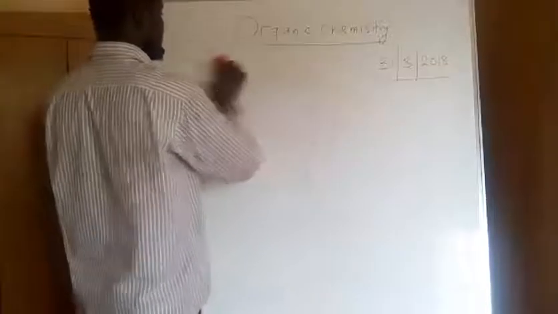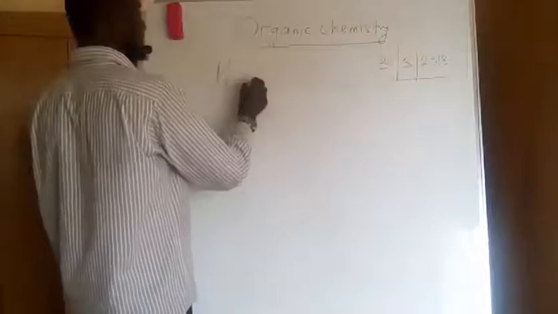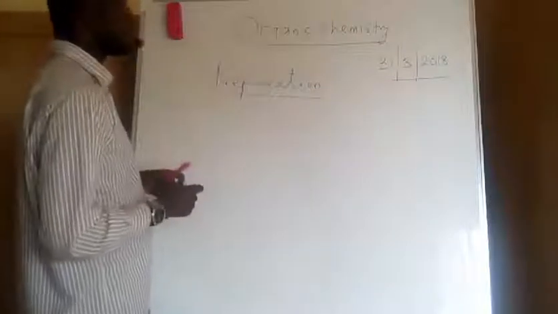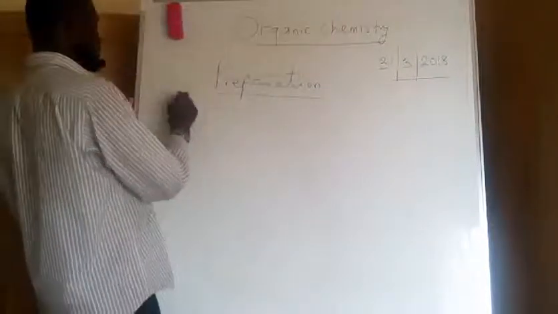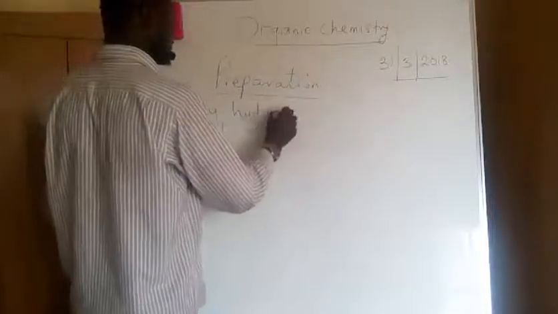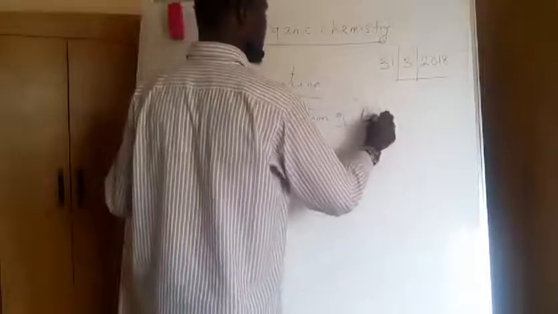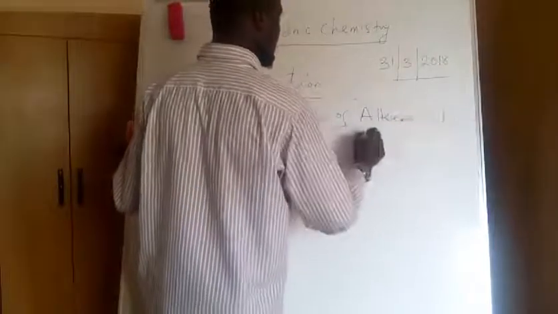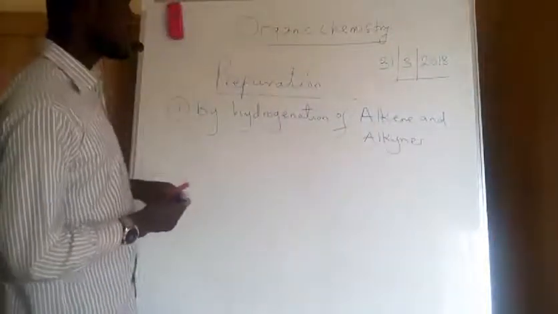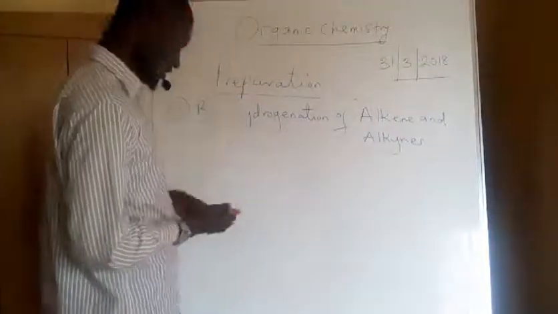Okay, now let's look at the preparation of alkanes. How do we prepare alkanes? One of the preparations of alkanes is by hydrogenation of alkenes and alkynes. When you hydrogenate these two compounds, you produce alkane.